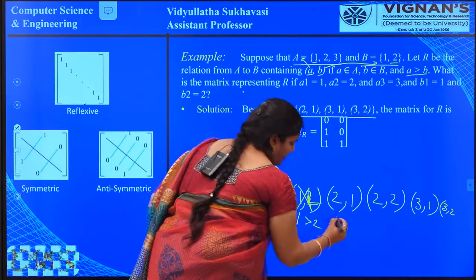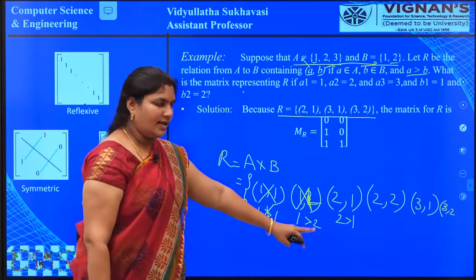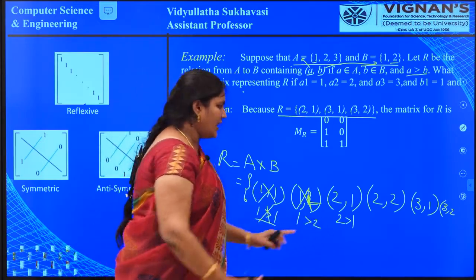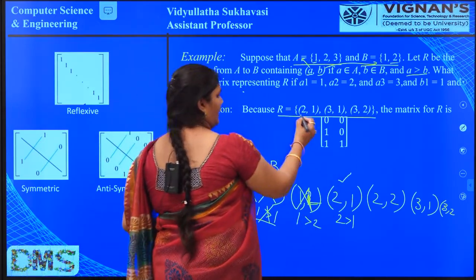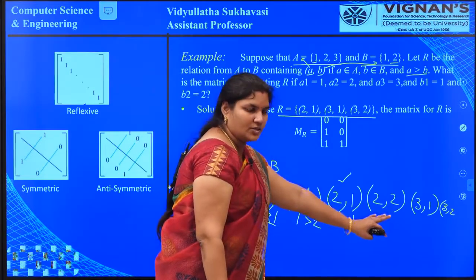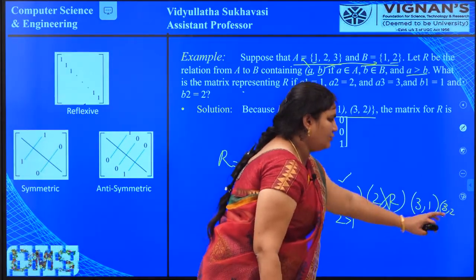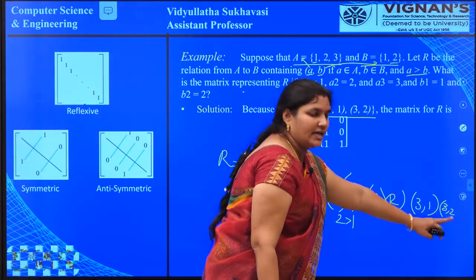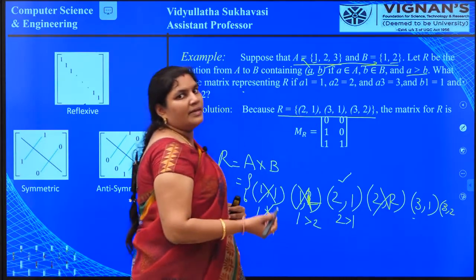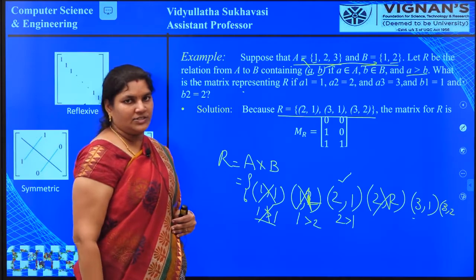Next 2, 1. 2 is greater than 1. Since the condition is satisfied, this ordered pair we will have in the relation R. Next 2, 2. Since both values are the same, we don't have this in the relation. 3, 1 and 3, 2: here when comparing, the A value is greater than the B value. So that's why 3, 1 and 3, 2 are present in the relation R.